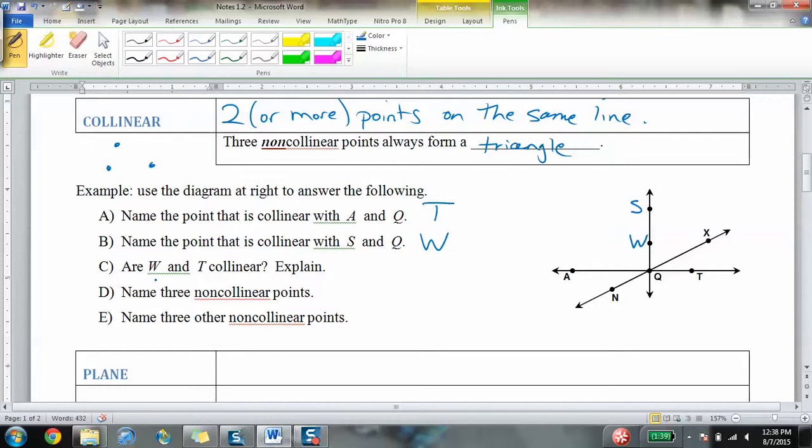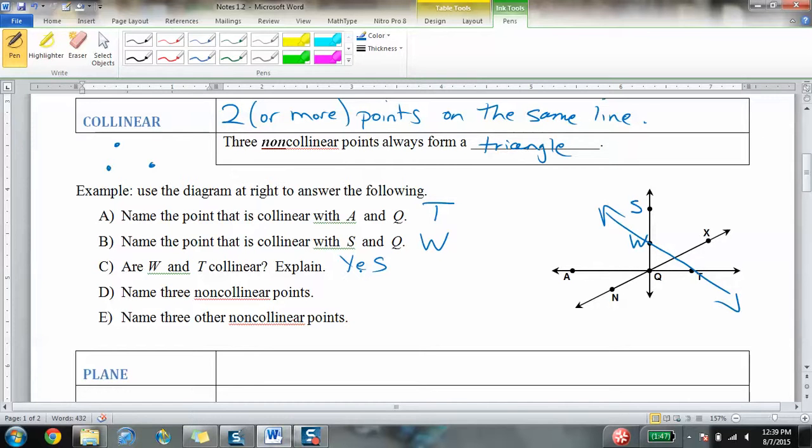Are W and T collinear? Well, our first glance tells us no, because there's no line connecting W and T. But in fact, any 2 points anywhere in space could be considered collinear because we can draw a line through any 2 points. So the answer to that would be yes, those are collinear, even though there's no line drawn through them on the diagram. I could draw a line through those.